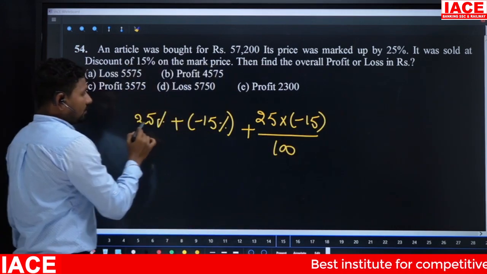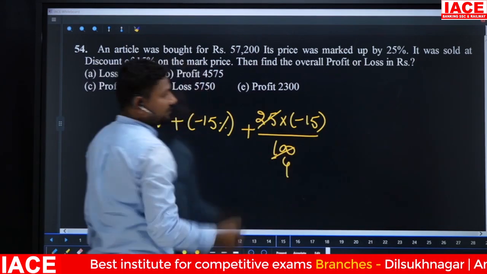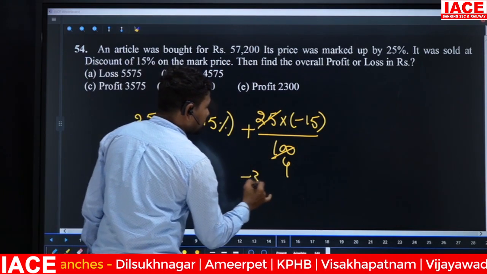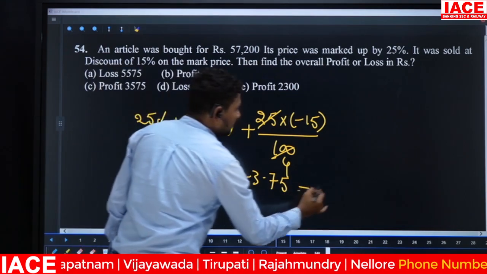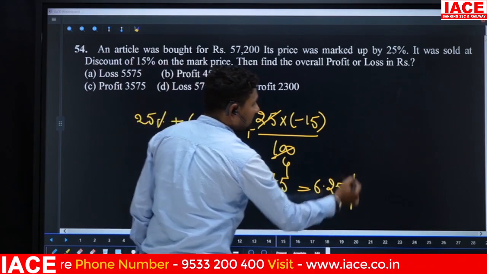So look, 25 minus 15 is 10, and 25 fours are 15 by 4, which is 7.5 by 2, the value is 3.75. Minus 3.75 will be removed from the 10, which is equal to 6.25%. And this overall result is positive, which means finally we will get a profit.